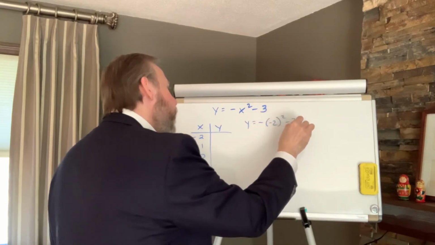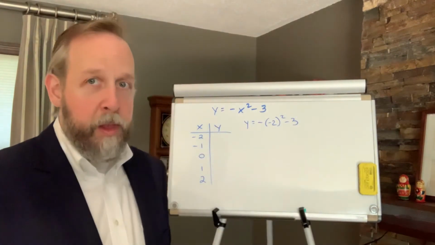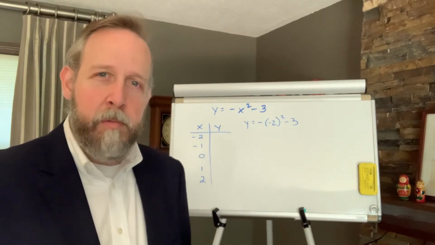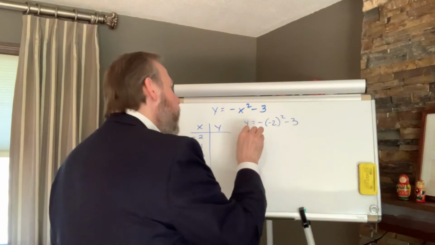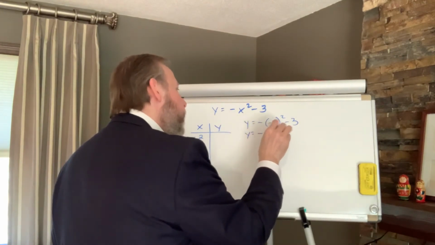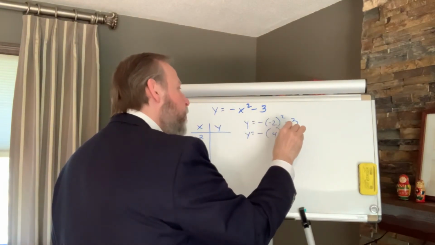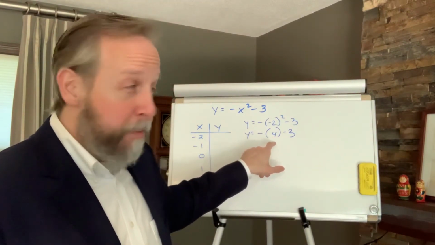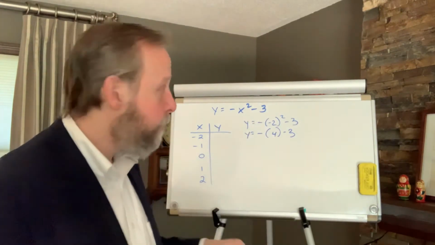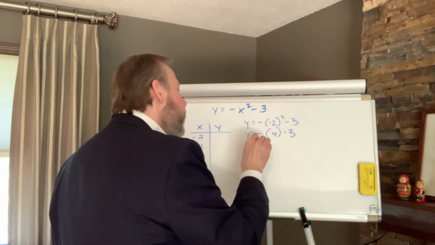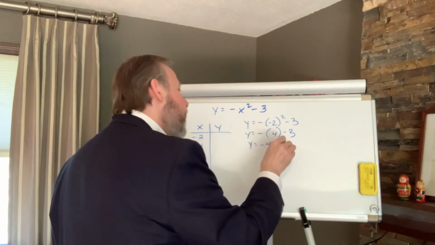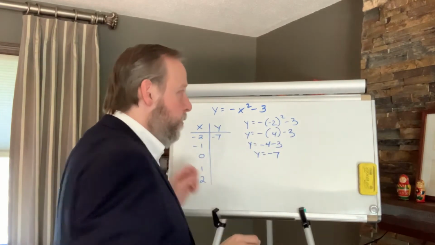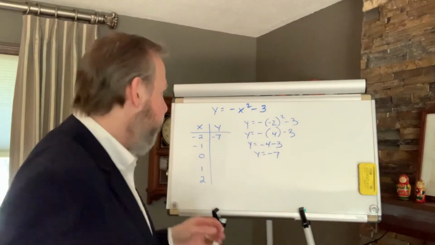Parentheses are important. I'm plugging in the negative 2. The first thing I have to do is square the negative 2. So, negative 2 squared is 4. Again, 4 was what you get when you have negative 2 squared, but there's a negative on the outside. Since there's a negative on the outside, it's negative 4 minus 3, which is negative 7. One step at a time.